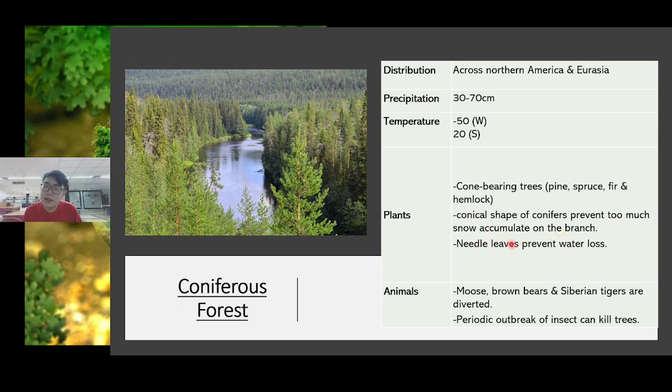And then the leaf is also needle shaped, to prevent water loss. The animals there include moose, brown bears, and Siberian tigers, and there are also periodic outbreaks of insects that can kill the trees. The insects do not come out all the time like in the tropical rainforest. If you go inside a tropical rainforest, there are many insects, especially mosquitoes. But in this kind of forest, there are not insects every time. It is periodic. In one period many insects will come out, but in another period, no insects at all. So this is all about the coniferous forest.